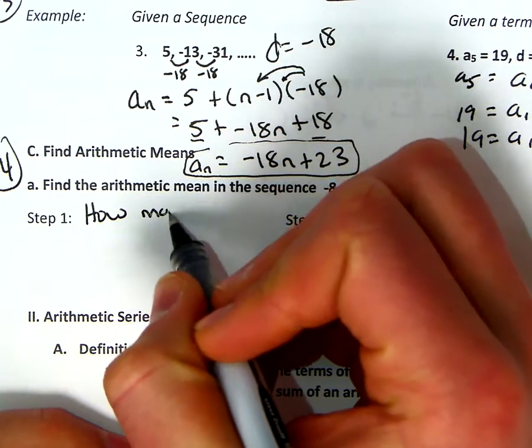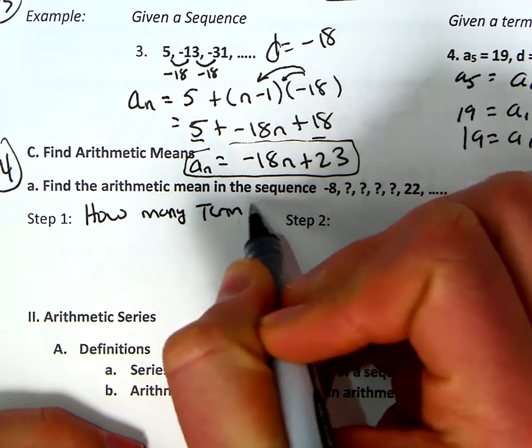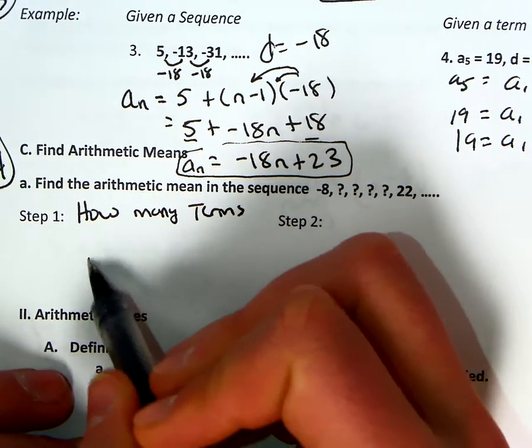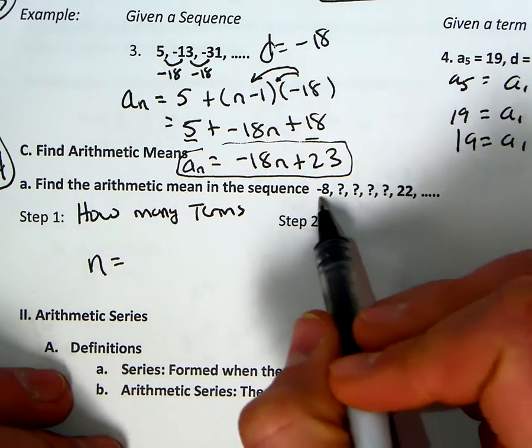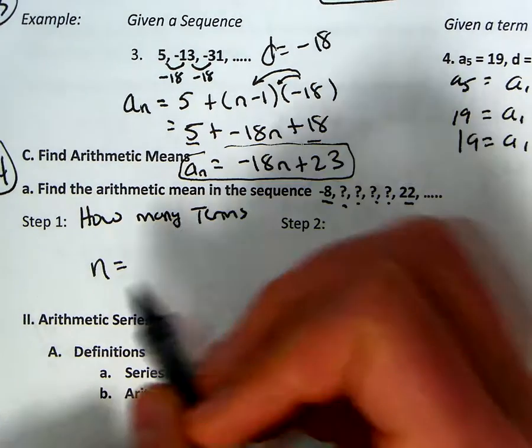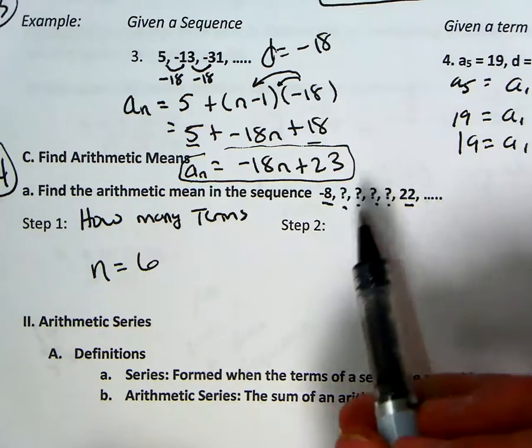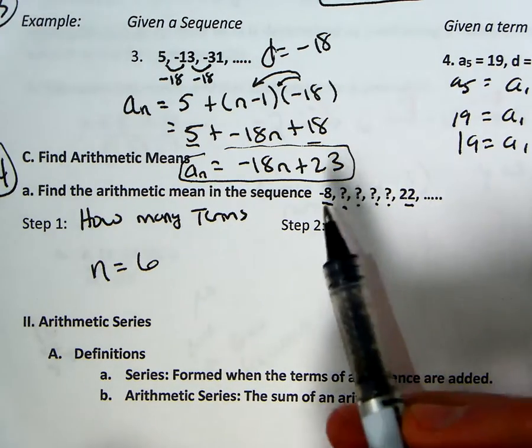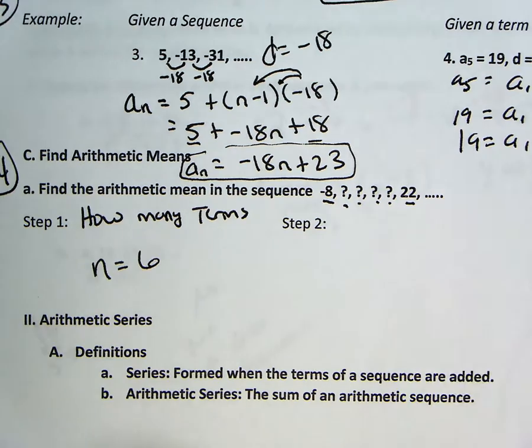So how many terms do we have? This is going to be our n, and you're just going to count 1, 2, 3, 4, 5, 6. Alright, so there's 6 terms here. We only know 2 of them, the first and the last. Now I want to find the middle ones.